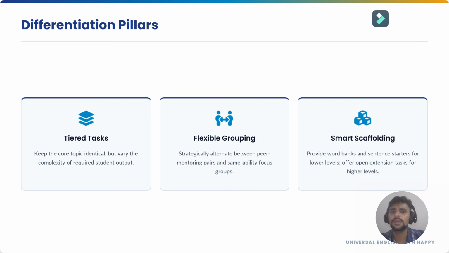Homogeneous grouping, which we call similar ability. Group lower level students together so you can provide intensive direct teacher support, while higher level groups tackle an autonomous extension challenge. Now, pillar 3. Smart scaffolding. Scaffolding is support that is gradually removed as competence increases. Offer optional word banks, sentence starters, or graphic organizers. Weaker students rely on them heavily, while stronger students are encouraged to complete the task without assistance.